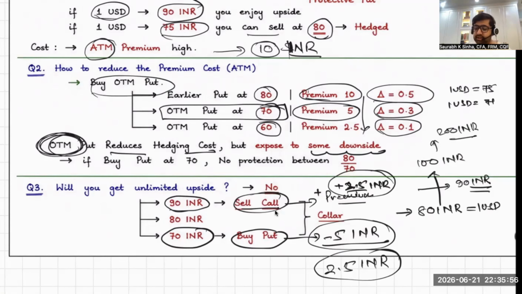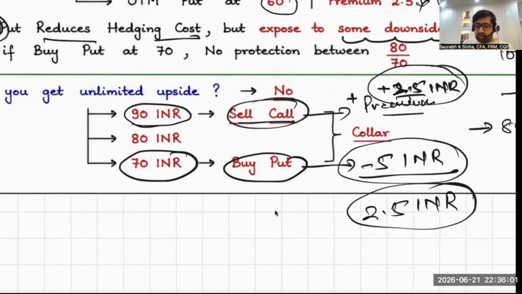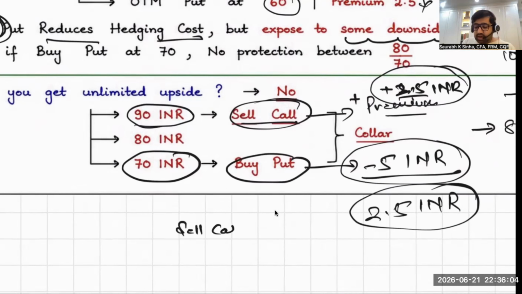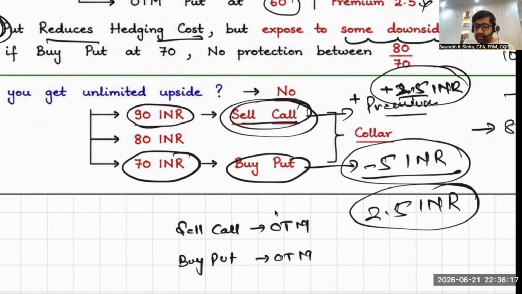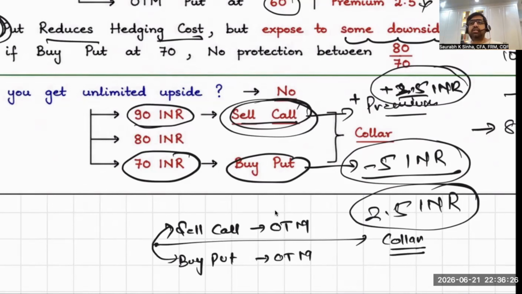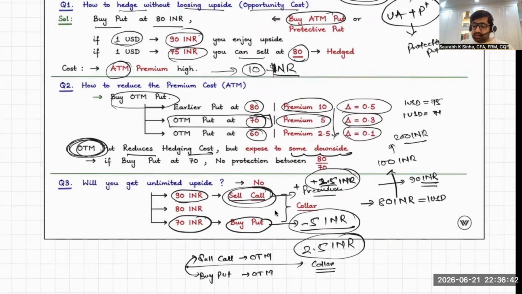Okay. And this is a very famous strategy to sell a call. Again, it is an out of the money call, not an at the money call. And you are buying a put again out of the money, right? This is called the collar strategy to hedge currency risk, in a way that you enjoy the upside, but limited upside, and you hedge your risk in a way that you have reduced your hedging cost as well. So this is a collar strategy.